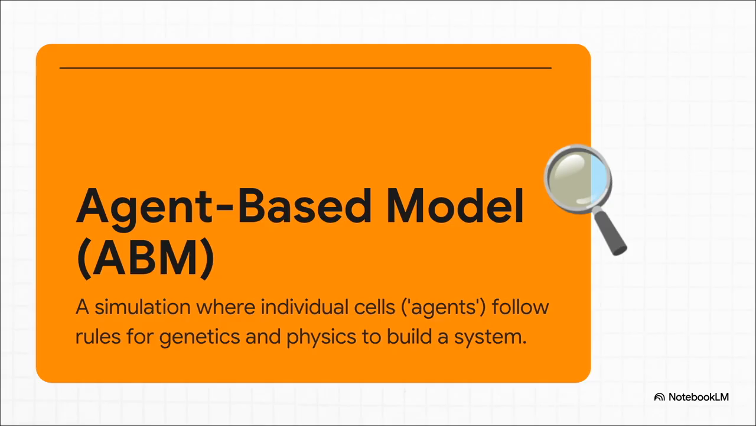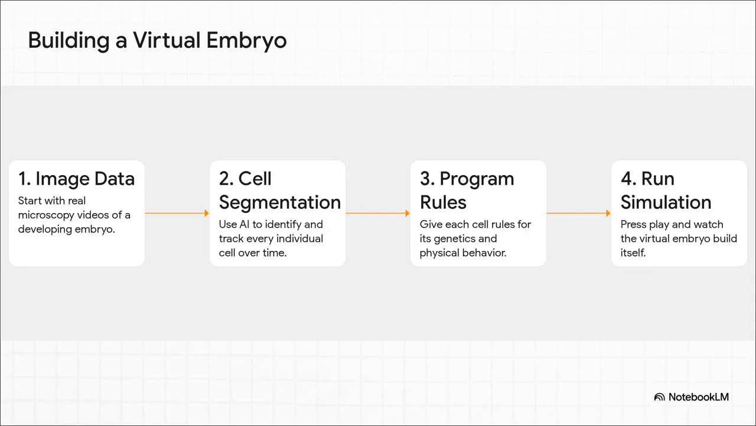The idea is brilliant. In an ABM, every single cell is programmed as its own individual agent. Each agent gets its own set of rules based on everything we know about its genetics, that's the GRN, and its physics, like how it's supposed to push or pull on the cells next to it. And the process for building one of these is just incredible.